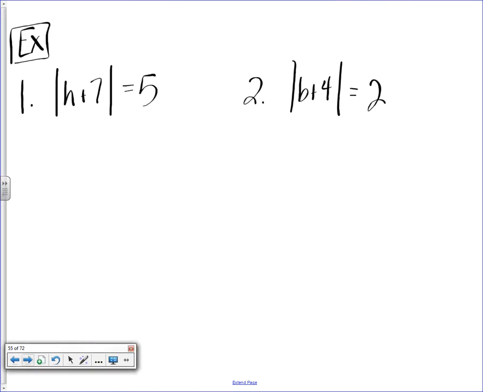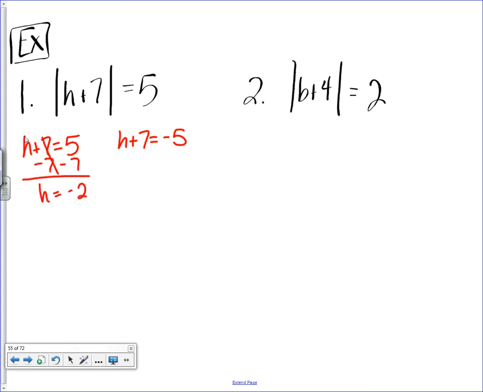So let's take a look at a couple here. So number one, we see h plus 7, that's inside the absolute value, is equal to 5. So either h plus 7 can be equal to 5, and that'll work out perfect. Or I can have h plus 7 is equal to negative 5, because when I take the absolute value of that negative 5, I would get the regular 5 back again. So these are my two equations. If I solve them both, nice little one-step equations here, I get my two answers.